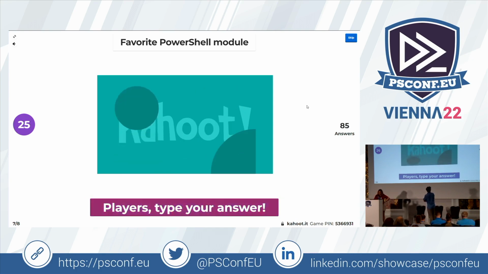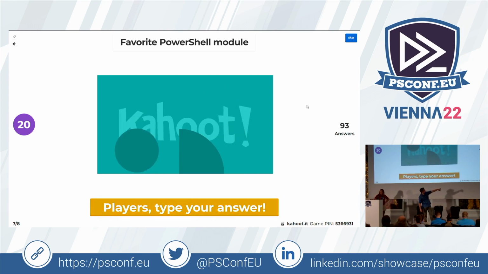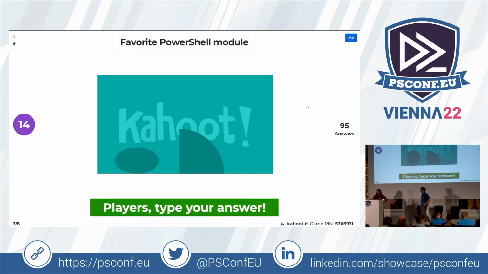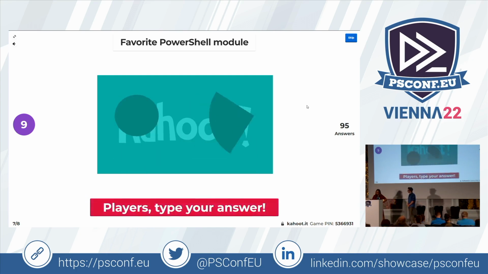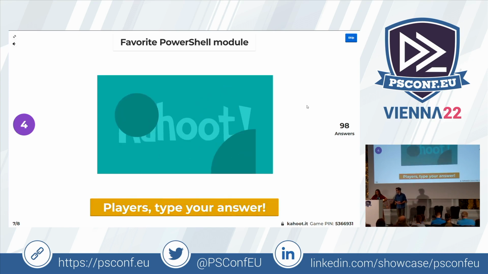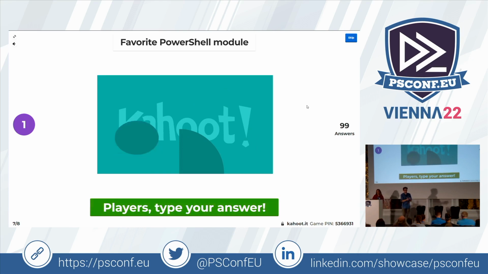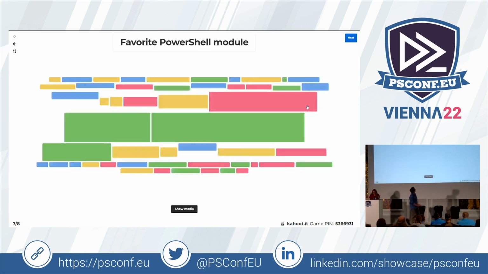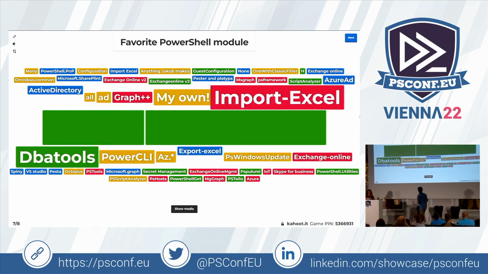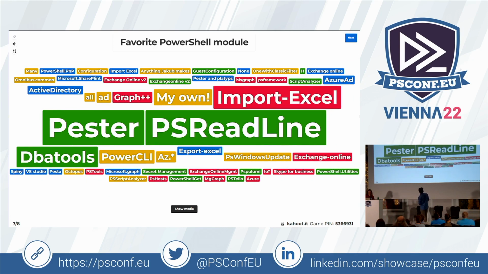Give a little bit more time for people to answer. If you weren't able to join, I think you can still join with the game pin. I know it's a little tiny, but 5366 93 1. We're doing it on time. 3 seconds. Go. Type quick. The bigger it is, the more responses of that particular module. There we go. ImportExcel, that was a great talk.